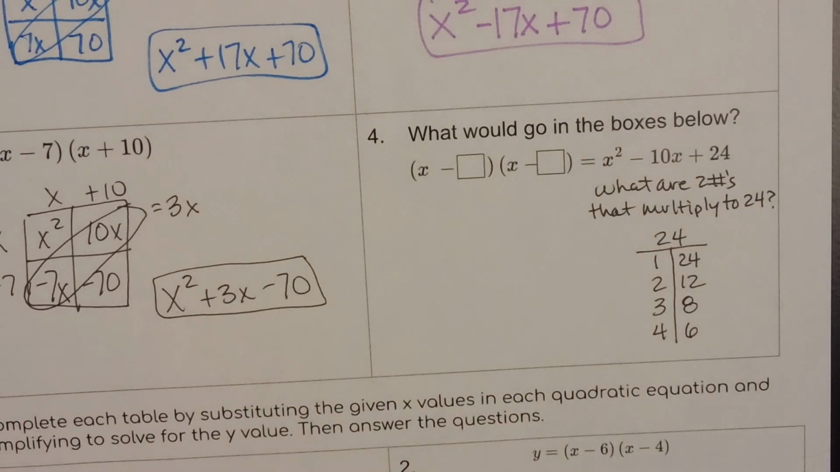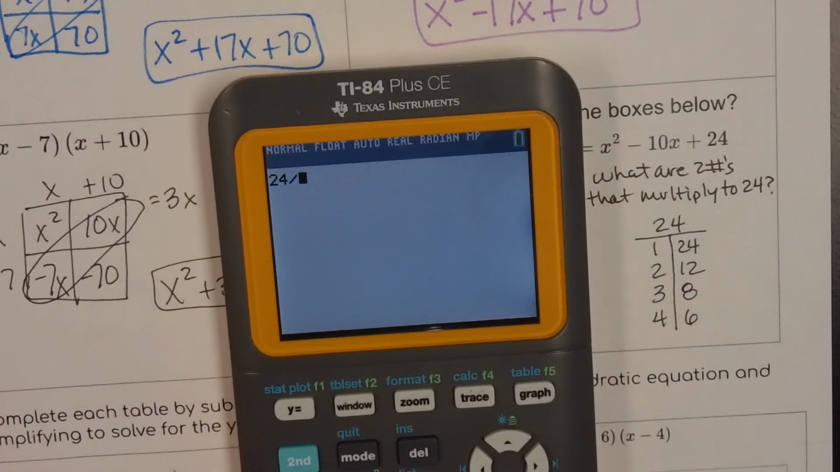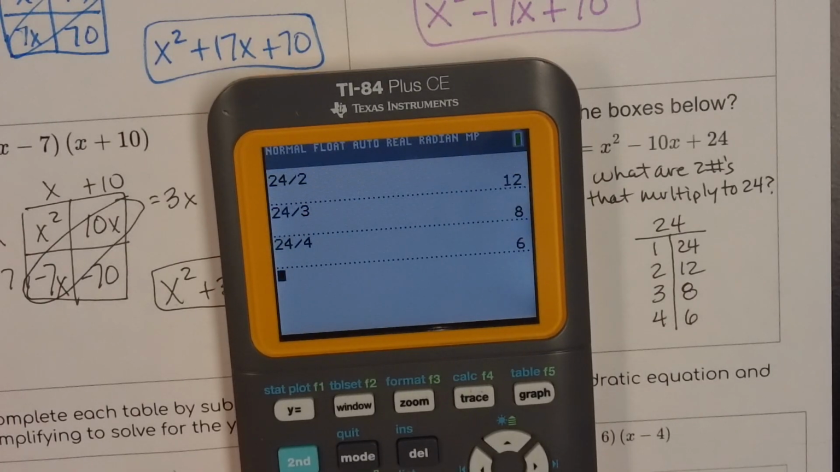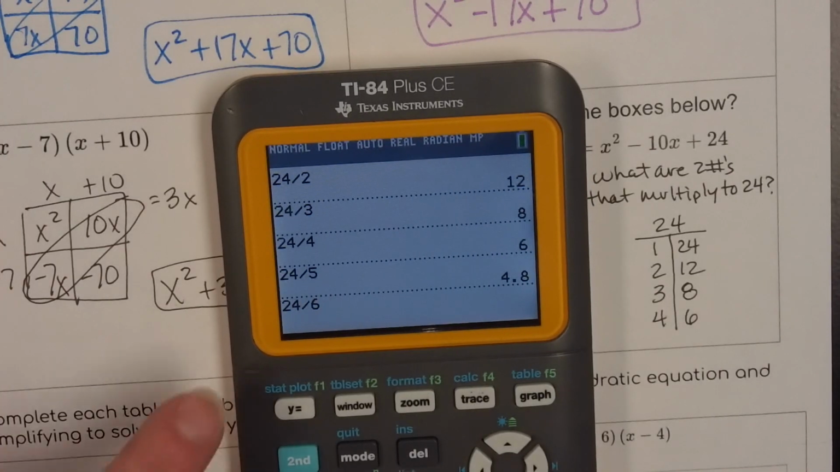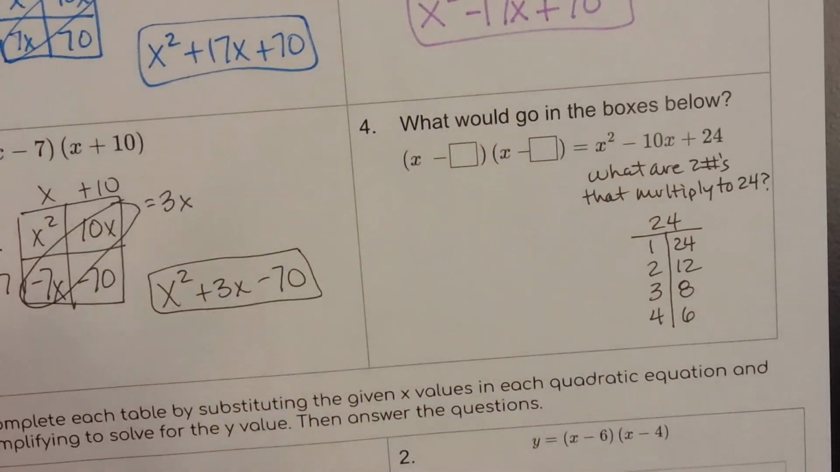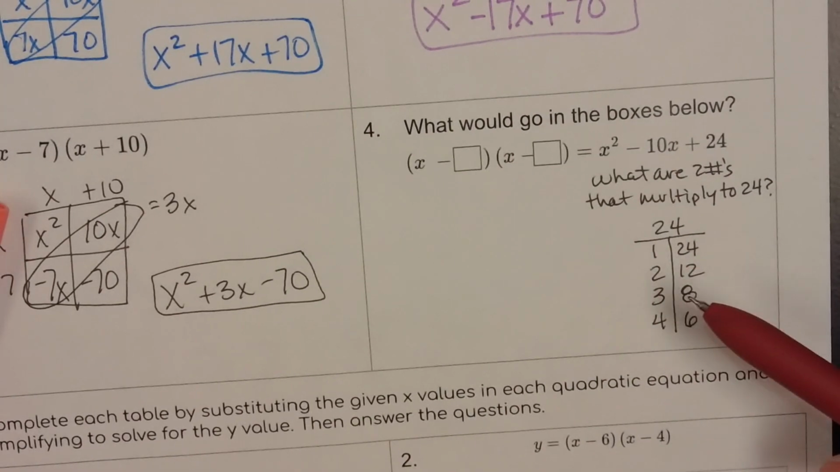Now, if you don't know these, you have a calculator that you can use, and all you would do is take your calculator and do 24 divided by 2, 24 divided by 3, and keep going, right? If I did 24 divided by 5, that's when we start getting a decimal. And I know that it can't be a decimal, so I don't write that one down. And if I do 24 divided by 6, I'm working my way back around. I've already done 24 divided by 6, right? So I don't have to rewrite that one. So be careful. These are all the factors of 24, the numbers that multiply to give you 24.